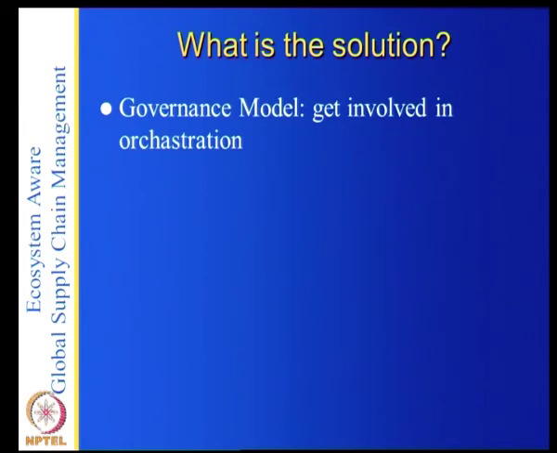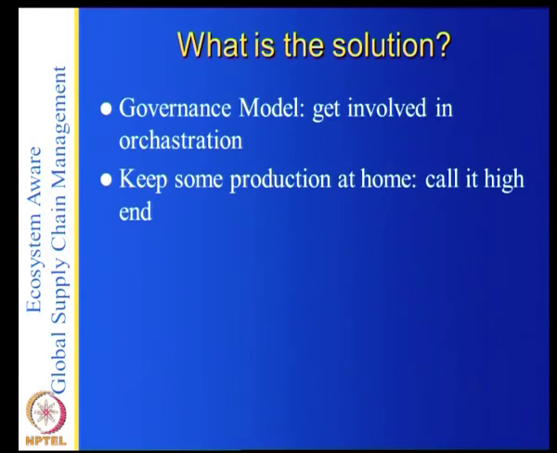So basically people know you are asking people questions, so they know you are inside. Keep some production at home. Call it high end. A lot of manufacturers are doing this, particularly in the fashion business, where they keep some production at home, but they call it high end. And rather run it as a joint venture. When you have a joint venture, then you have your own people in that, and you have a stake in it, whether it is in a foreign country or in your own country.